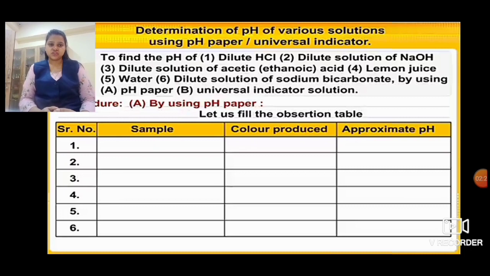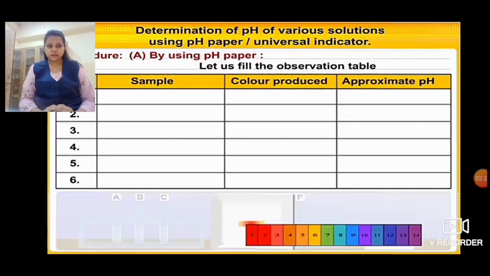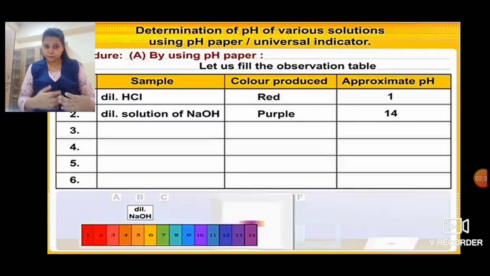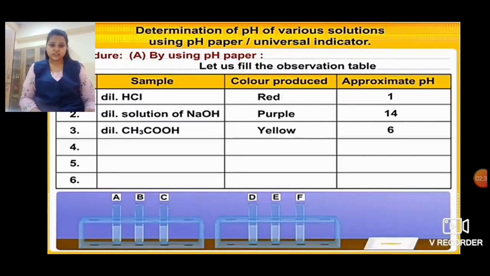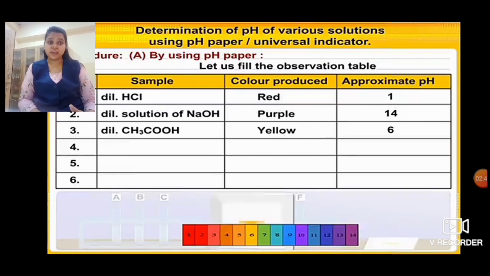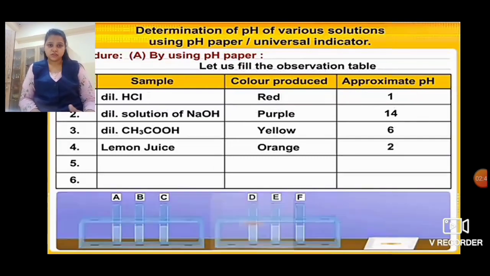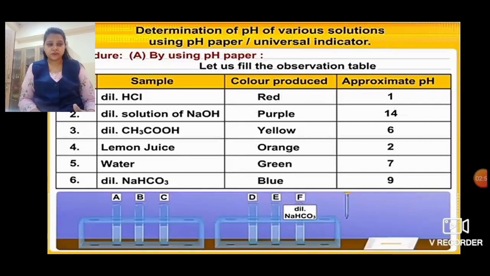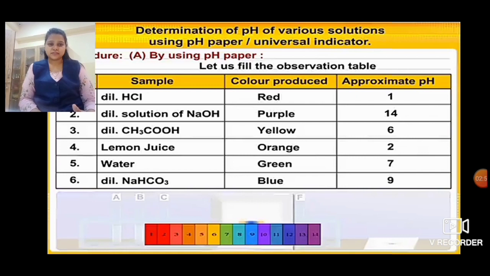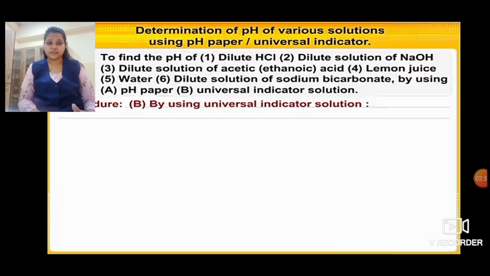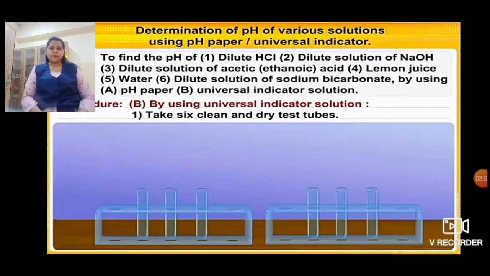So using pH paper, we have to fill this observation table. We are going to write the name of the sample, the color that we got, and the approximate pH that we are getting. The third one, we checked, it was yellow, so we wrote the pH as 6. Lemon juice turned orange, pH 2. Water is neutral, 7, and NaHCO3 turned the paper blue, which made it basic, and the number was 9. So this is how we tested using pH paper.